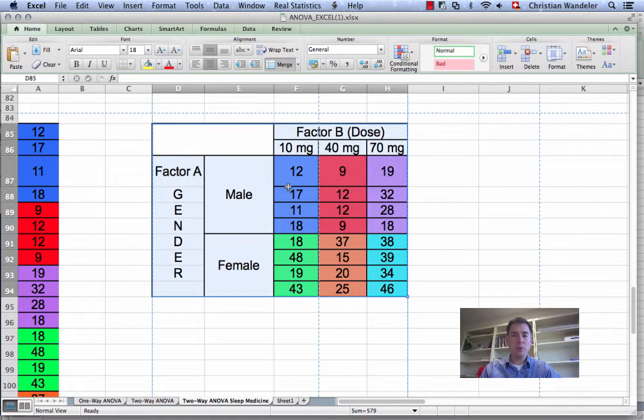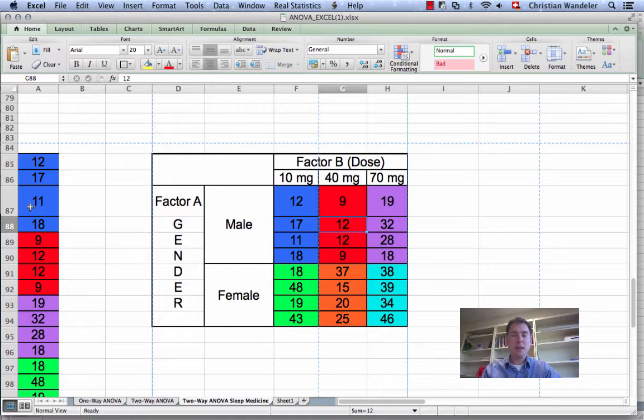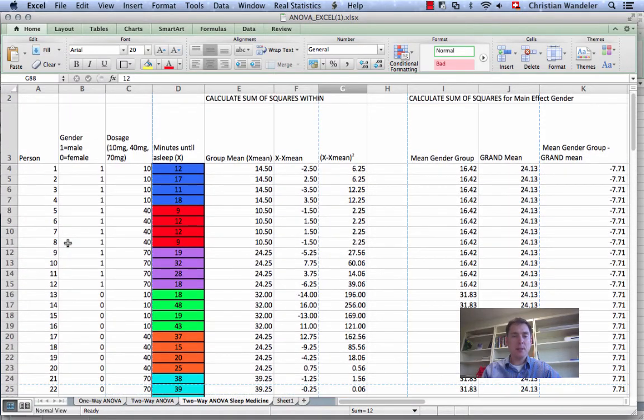And the first thing that I would do is take these individual values, right? So this is a male that had 10 milligrams of medicine here, and he took 12 minutes to fall asleep. This female here had 10 milligrams of sleeping medicine and took 48 minutes to fall asleep. This male here, for example, took 12 minutes to fall asleep, and he had 40 milligrams of sleeping medicine. So I stacked these on top of each other. I went by males first and then all the females. So we stacked them on top, and then I copy pasted them up here.